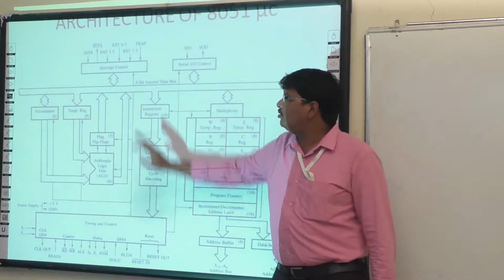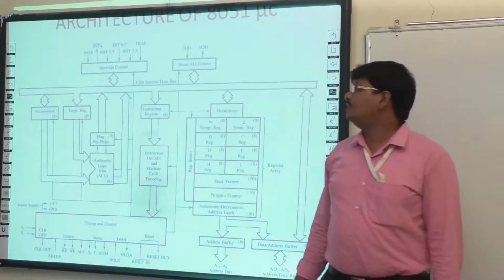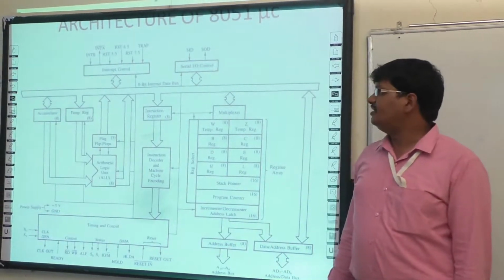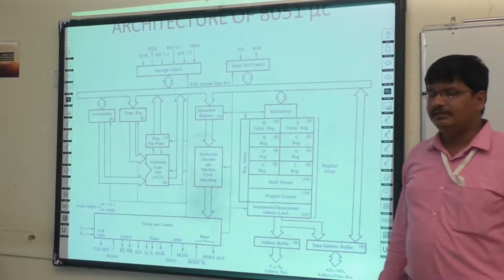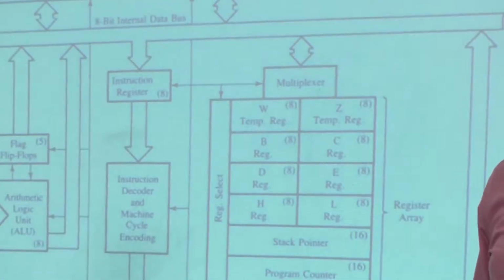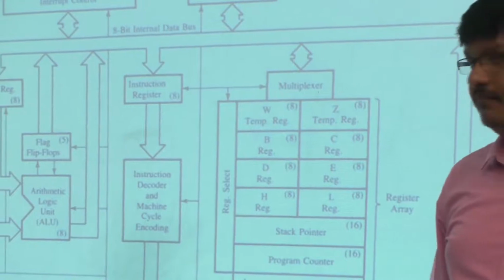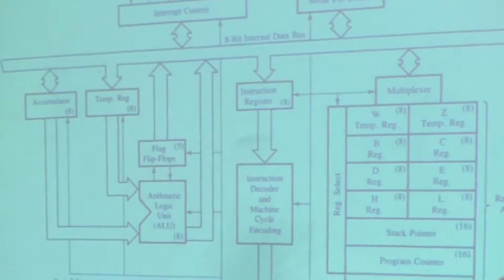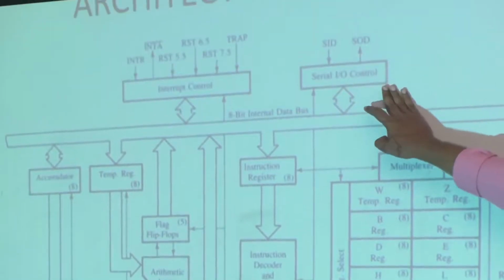the interrupt control unit. By the name, you can know that interrupts can be managed and controlled by means of the interrupt control unit. This unit takes care of the occurrence of the interrupt, the duration of the interrupt, and the prioritization of the interrupt. Next one is the serial input-output control unit.